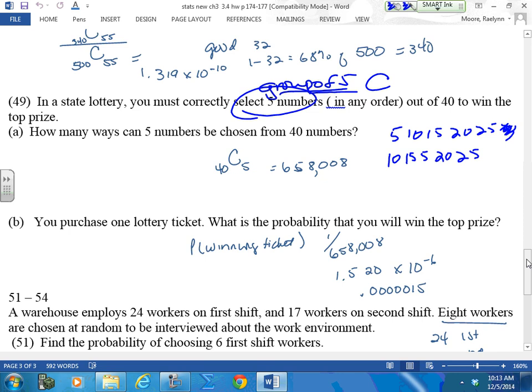How many ways can you choose 5 numbers? That's a pretty large one. And what is your chance of winning? If you buy one ticket, you have 1 out of that number, that's your chance of winning. Only one way that combination is going to come up. Now that scientific notation number, you can either leave it like that or you can move it. That one's not as bad. Look at how small your chance of winning the lotto is from picking 5 out of 40 numbers.